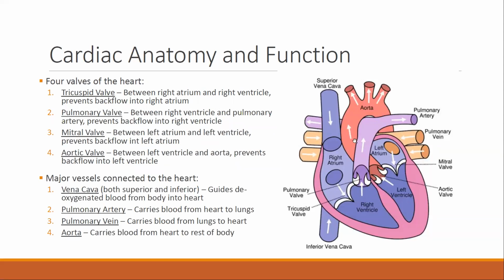And so let's define the major vessels that come from the heart. We've seen some of these already. We have the vena cava, and we have two of them: the superior vena cava on top, and the inferior vena cava on the bottom. These are the major systemic veins in your body. After blood goes through all your muscles and everything, it returns through the vena cava. Your superior vena cava is for the top of your body, and your inferior vena cava is for the bottom of your body.